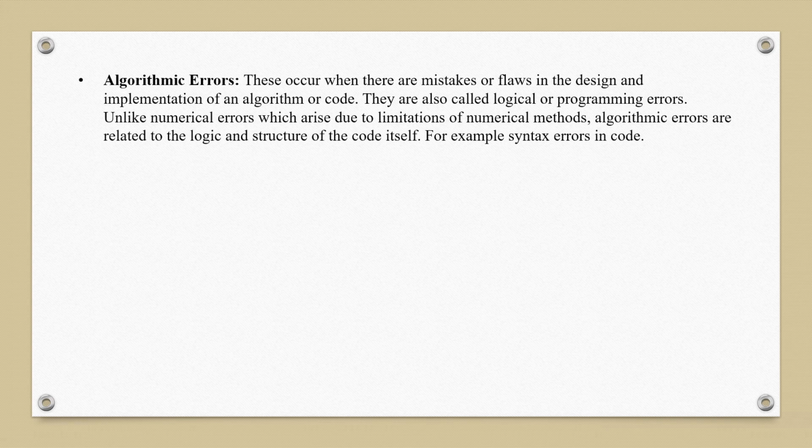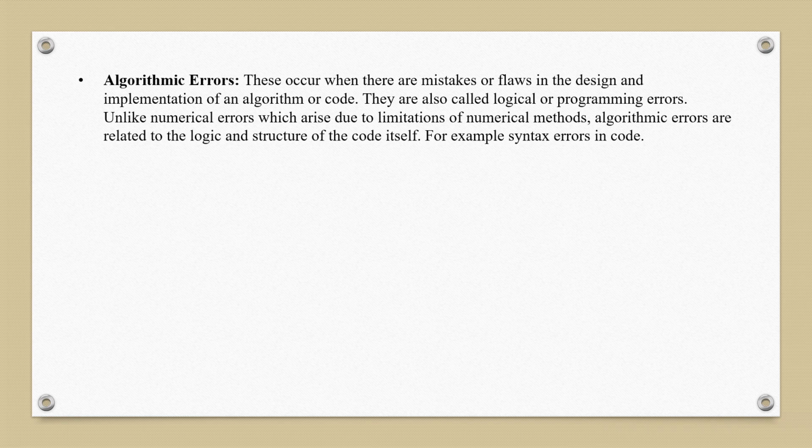Alright, we also have algorithmic errors, and these occur when there are mistakes or flaws in the design and implementation of an algorithm or code. This makes more sense to those who are computer programmers. They are also called logical or programming errors. Unlike numerical errors, which arise due to limitations of numerical methods, algorithmic errors are related to the logic and structure of the code itself, for example, syntax errors in code. As a mathematician, if you don't focus so much on IT, you don't need to think so much about what algorithmic errors are, but maybe in the future, as your knowledge of computing grows, you will understand what these are.